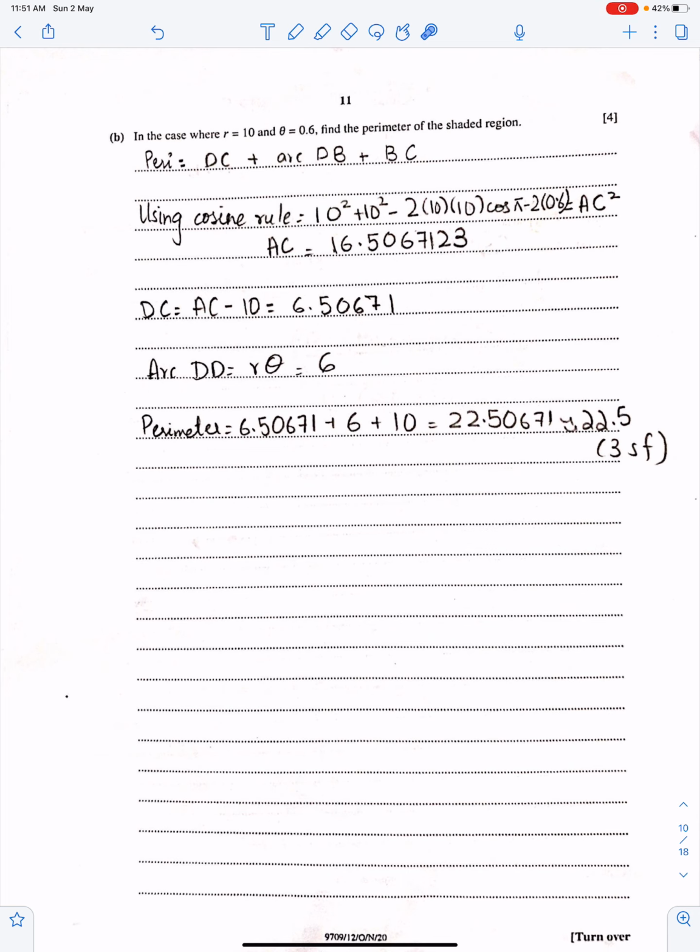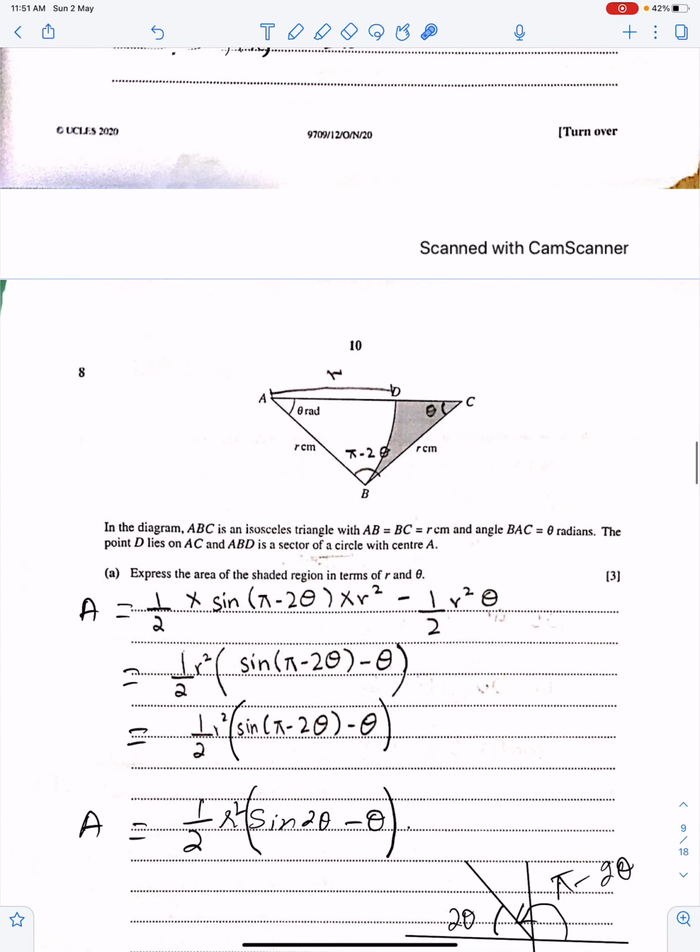Now we need the perimeter of the shaded region. Perimeter of the shaded region means the sum of the boundaries of the shaded region, meaning this r, this arc and this length. First we need to work out the length AC and then we can easily get the length AD because this length is r. We can easily get the length of DC. So we need to use the cosine rule to get this length AC.